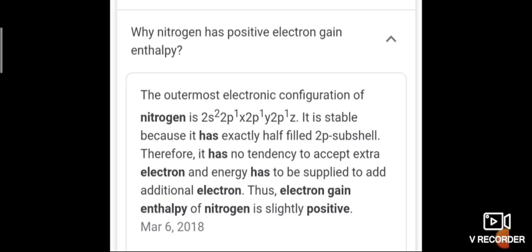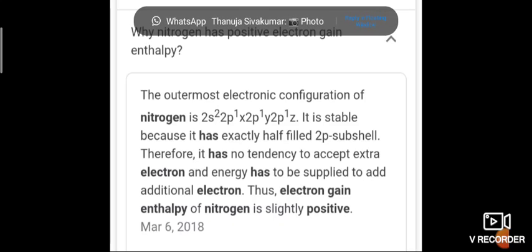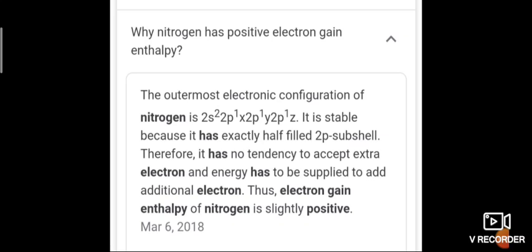Even so, if you see this in your textbook, it is given in table 3.7, the values of electron gain enthalpy. For group 1, down the group, the electron gain enthalpy decreases. Why? Because atomic size increases. And in group 16, oxygen and sulfur, sulfur has more negative electron gain enthalpy than oxygen. In this group 16, oxygen has less electron gain enthalpy than the other elements.